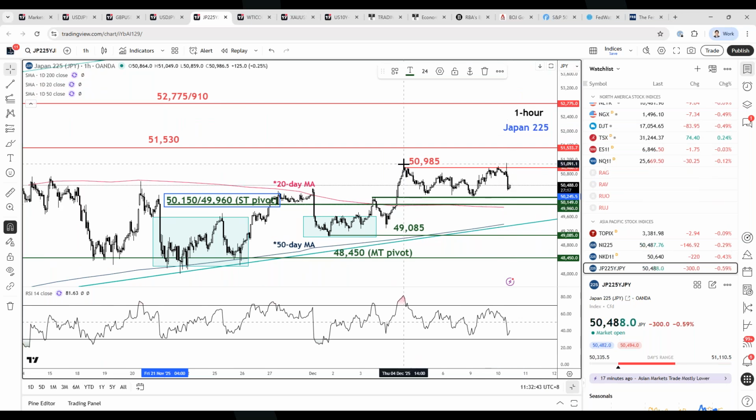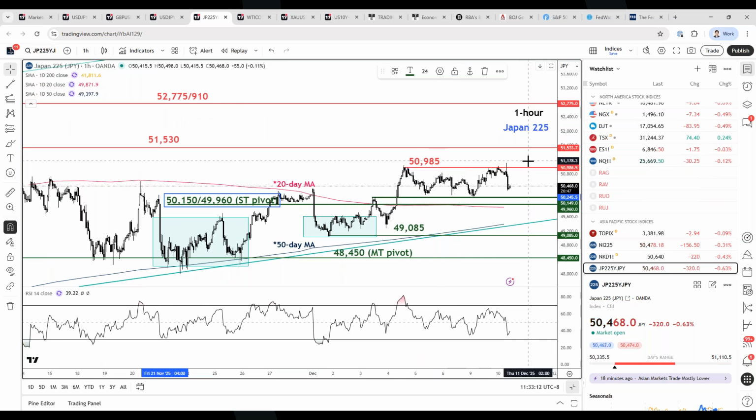So it's more like now it forms a minor range. This minor range top is at 50,095. Minor range bottom will be our short-term pivotal support zone that we highlighted previously. So still maintain that bullish bias to play this minor sideways range configuration since the high of 4th of December, using the pivotal support zone at 50,150, 49,960 as the lower limit of this minor range, with resistance at 50,095.